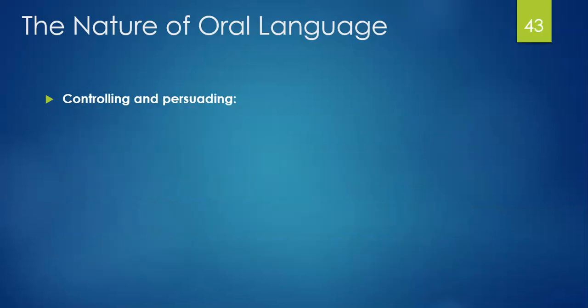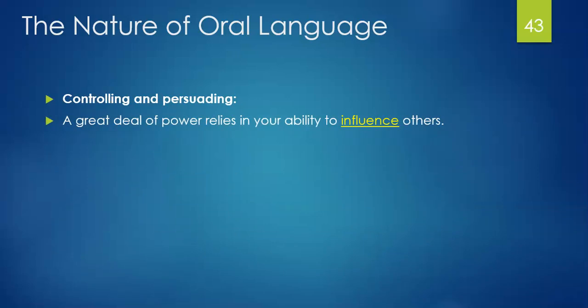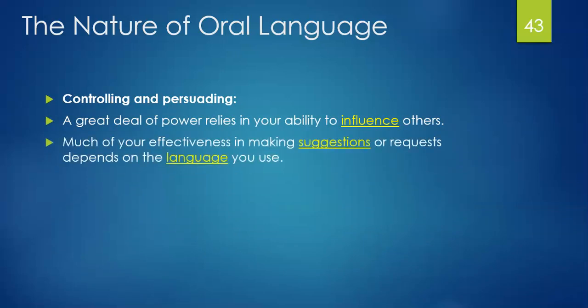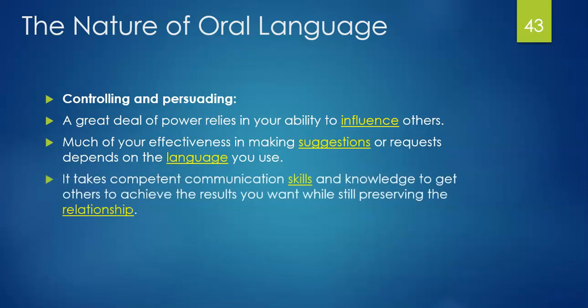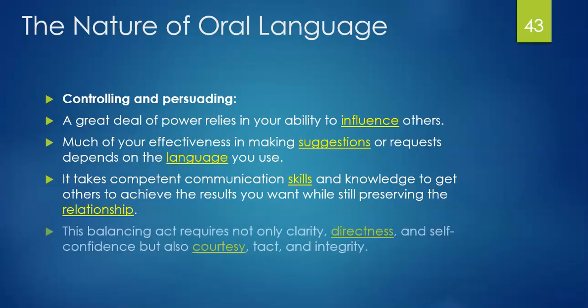Controlling and persuading. A great deal of power relies on your ability to influence others. Much of your effectiveness in making suggestions or requests depends on the language you use. It takes competent communication skills and knowledge to get others to achieve the results you want while still preserving the relationship. The balancing act requires not only clarity, directness, and self-confidence, but also courtesy, tact, and integrity.